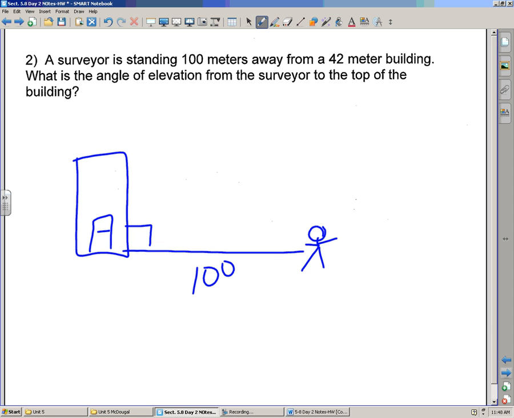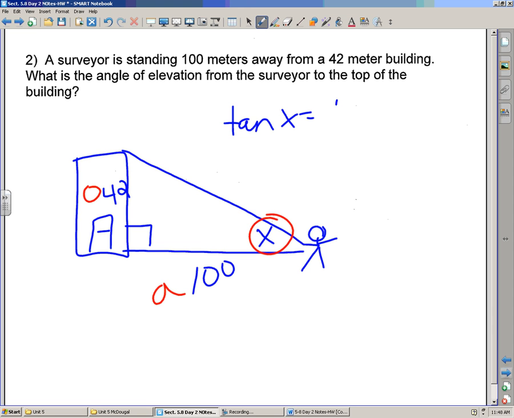And then the surveyor is looking towards the top of the building. So the surveyor is now looking up to the building, and here's where the angle of elevation is. The building itself is 42 meters tall, and the angle of elevation is what we don't know. So what's the angle of elevation? Well, here's the angle of elevation. We've got an adjacent and an opposite. It's a tan function. So we've got the tangent of x equaling opposite 42 over adjacent.